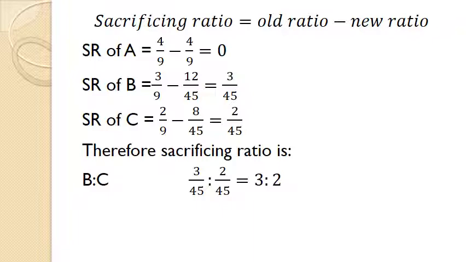So we have to subtract the new ratio of B from the old ratio. That means 3 by 9 minus 12 by 45. It will be 3 upon 45. And the ratio of C would be 2 by 9 minus 8 by 45. That is 2 by 45. So the sacrificing ratio between B and C would be 3 by 45 is to 2 by 45. As the denominator is the same in both cases, 45, we are going to remove that, and the ratio between B and C is 3 is to 2.